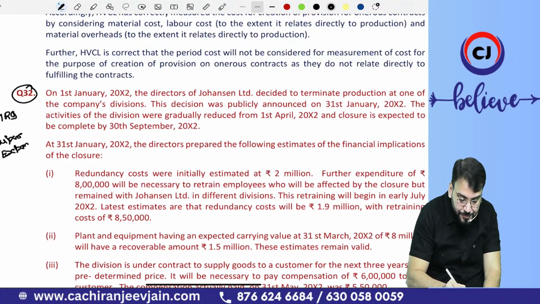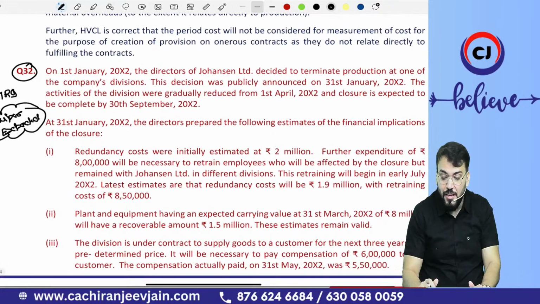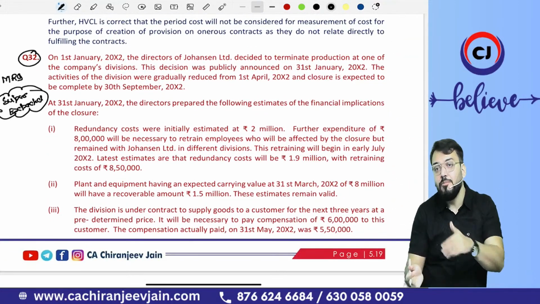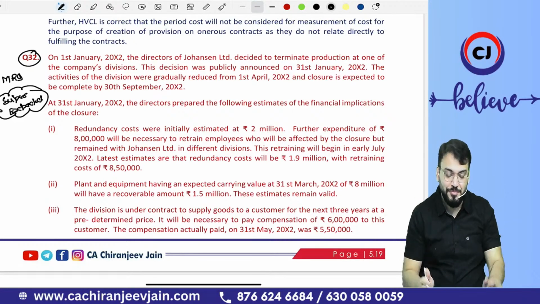Super expected. Now it is due. It will be asked. Correct now. It will be asked in exam, either in your attempt or next attempt. But it will be asked.